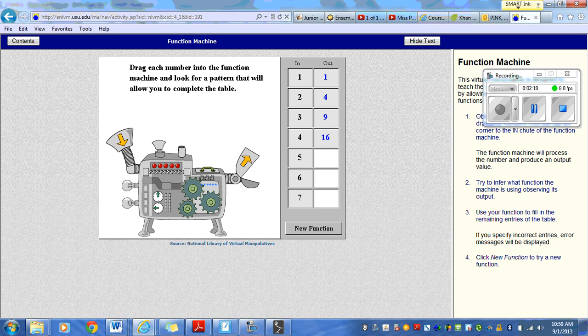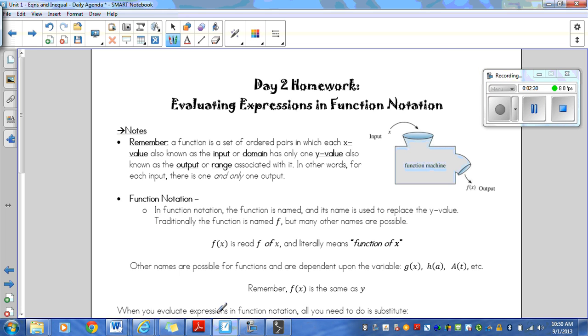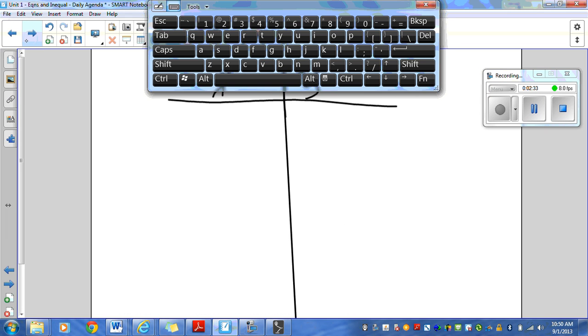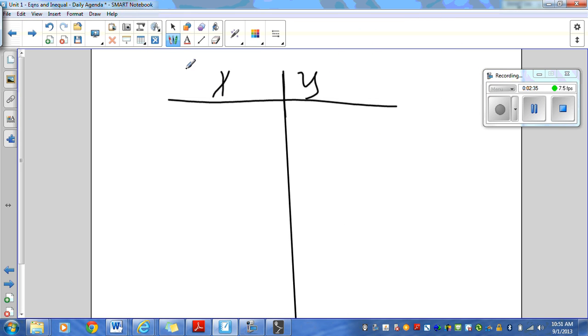So I'm going to test it out. I'm going to say 5 would give you a 25. And so 6 would give you a 36, and 7 would give you a 49. So if you look at my table, 1 goes to 1, 2 goes to 4, 3 goes to 9.